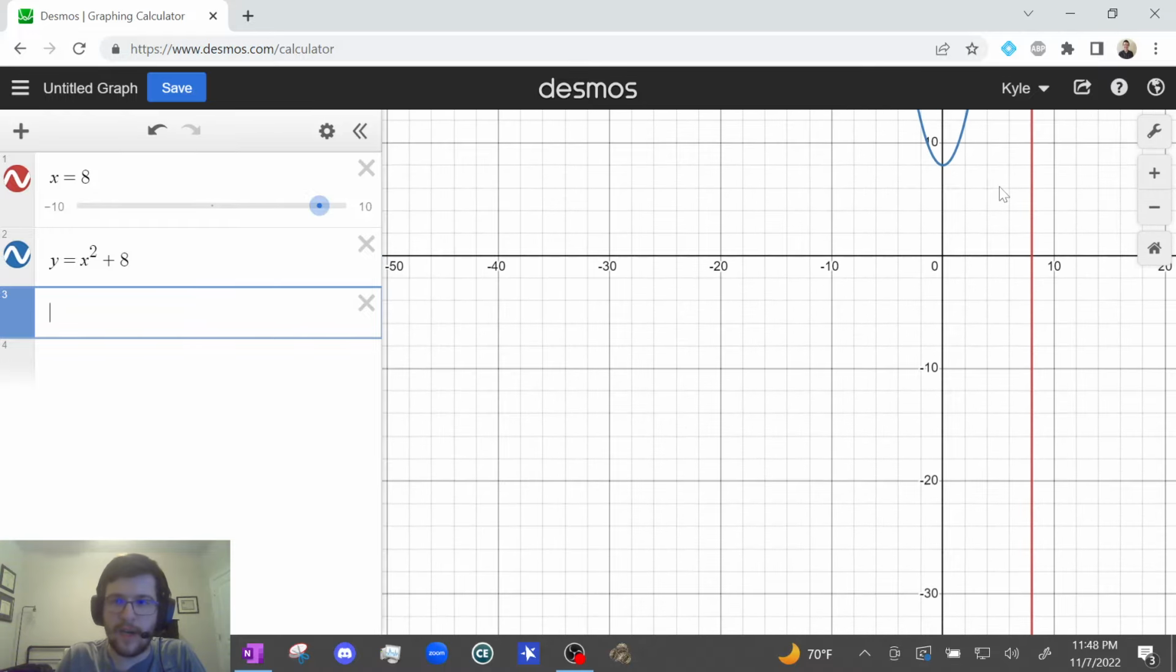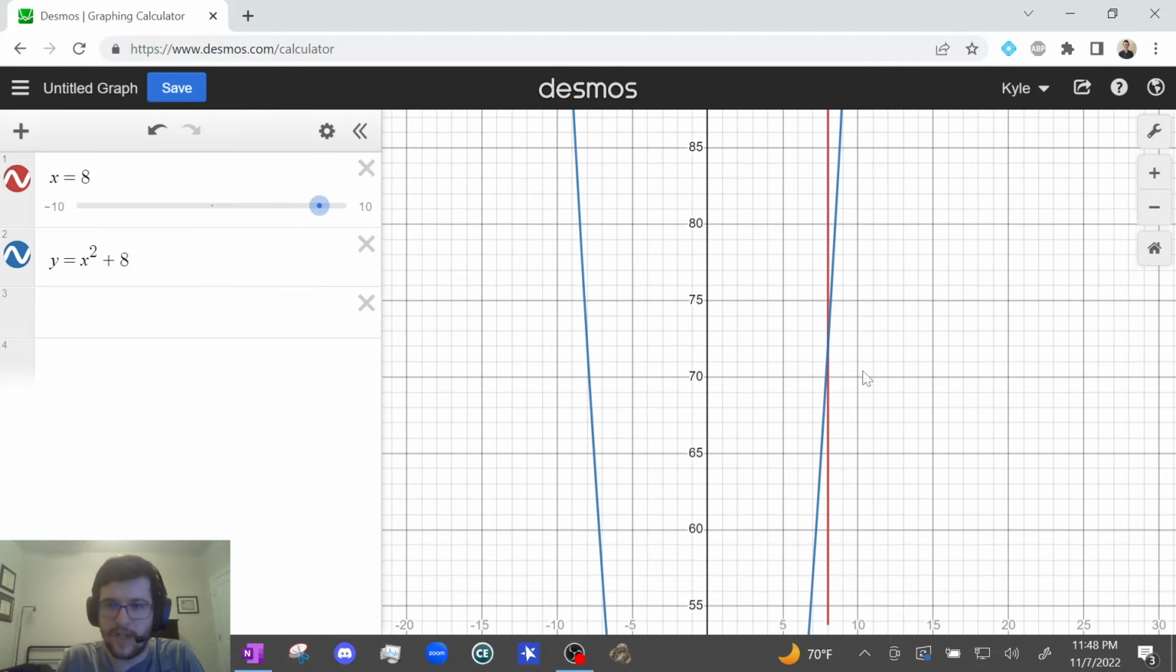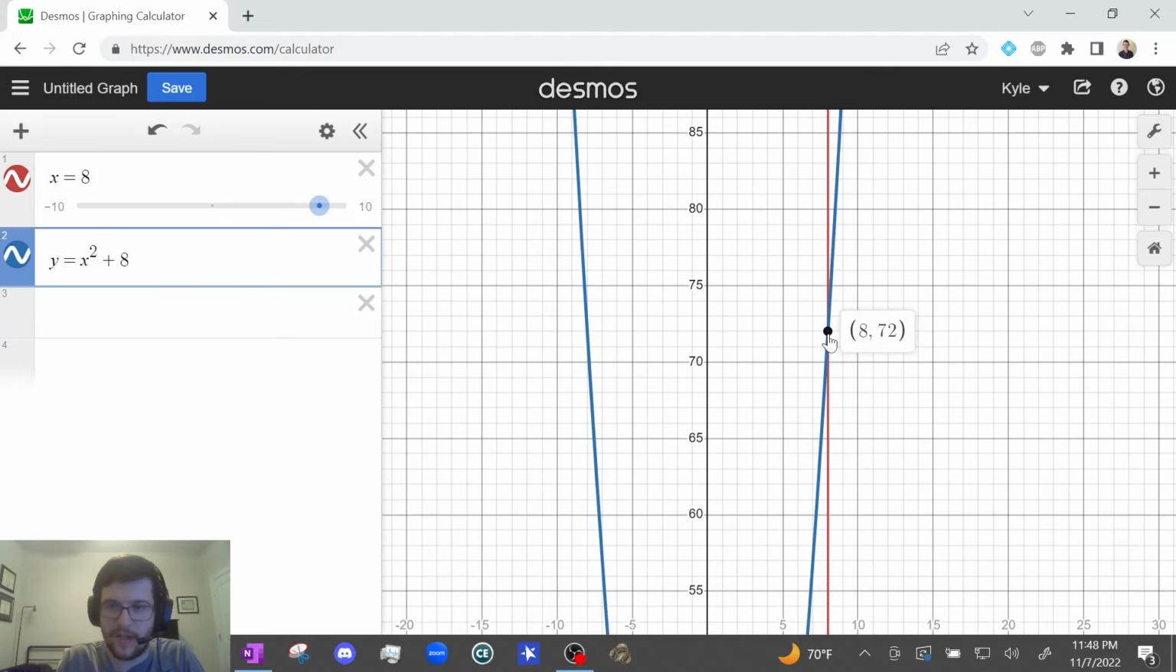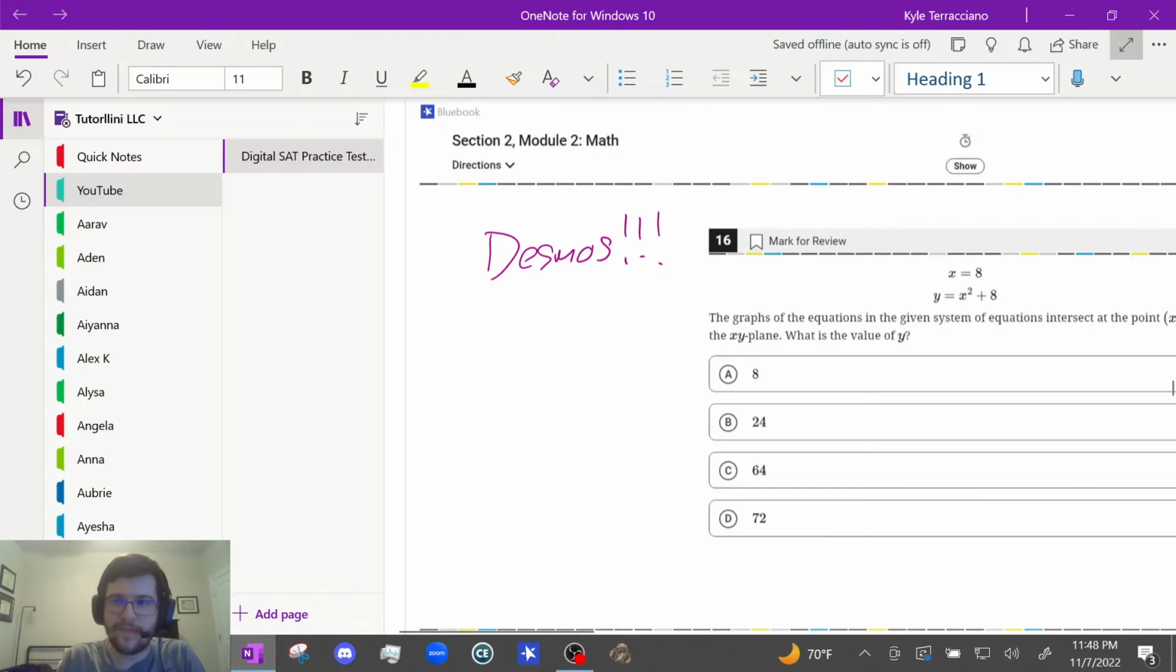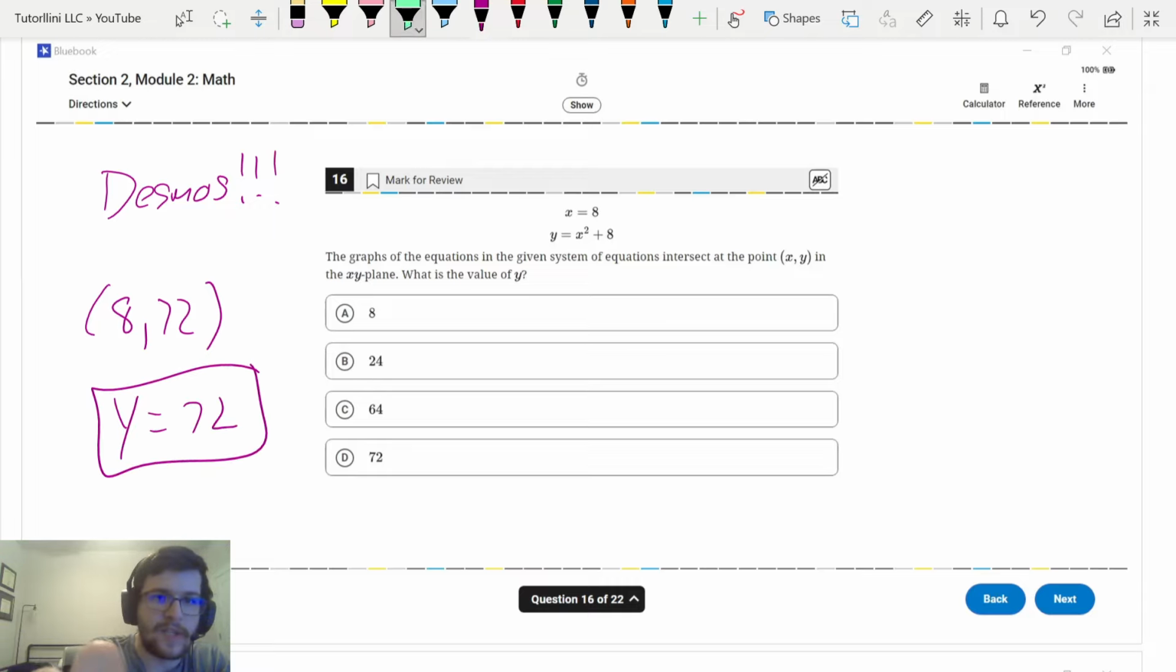Okay, I'm going to zoom out so I can see where they intersect, and I see they intersect around here, and I click on it, and it says 8 comma 72. So it intersects at 8 comma 72, and they want the value of y, so y equals 72. So the answer is D. That took maybe 15, 20 seconds. Pretty good. You don't have to really think or anything. Very reliable way to get the answer.